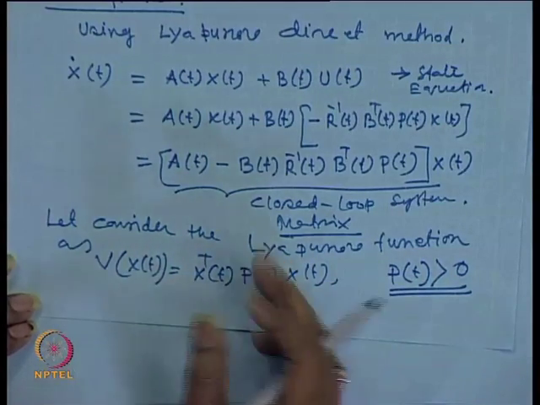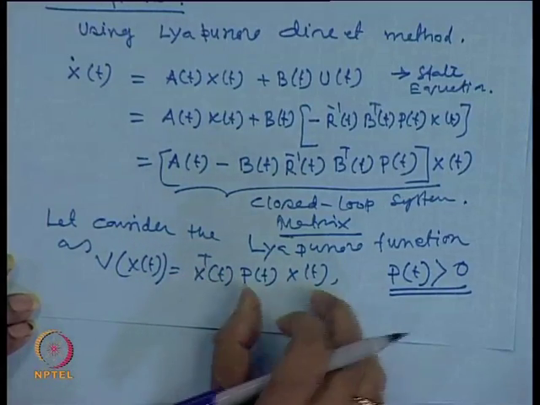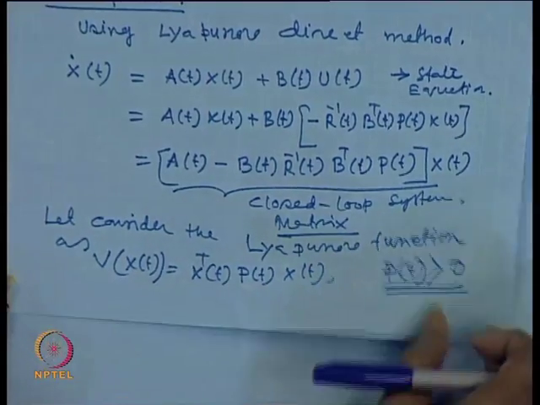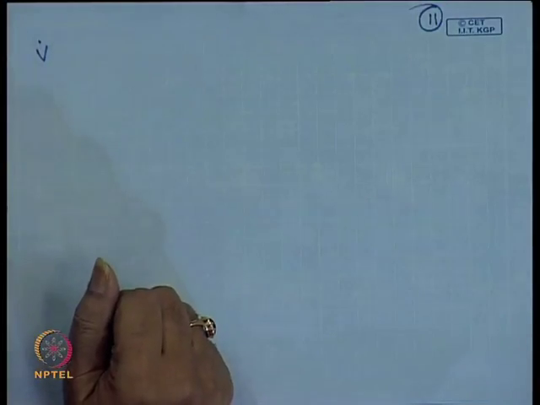Now, this is nothing but an energy function. In a Lyapunov function, this energy function value is either positive or 0. It cannot be negative. So, if the system is stable, the energy should decrease with time. That means V dot must be negative. Suppose the system is excited with an initial condition; whether the system will be stable or not, you can say that the energy contained in the system due to the initial conditions should decrease with time. That means V dot must be negative.